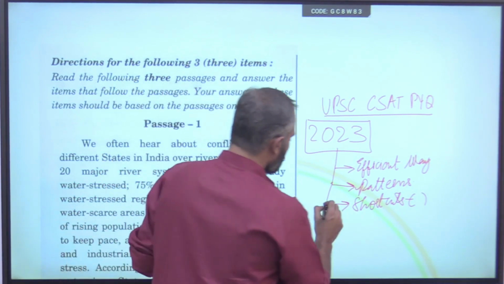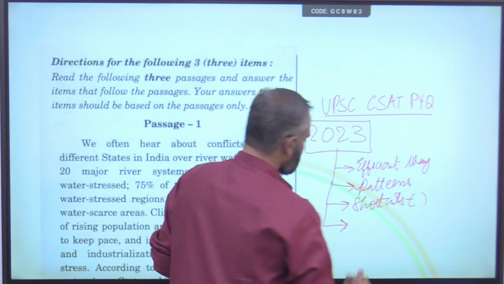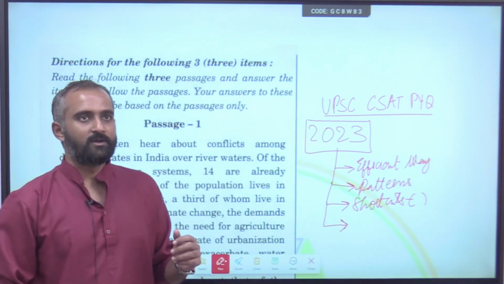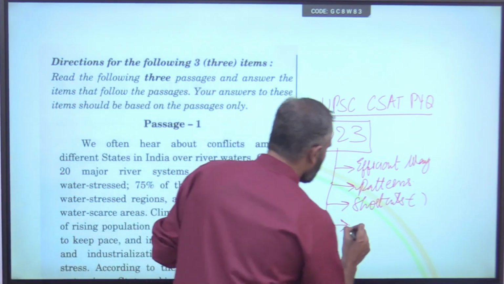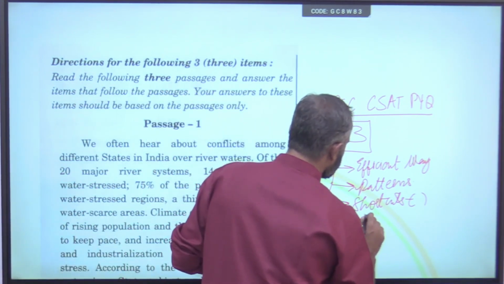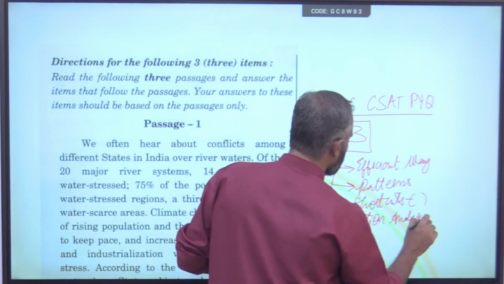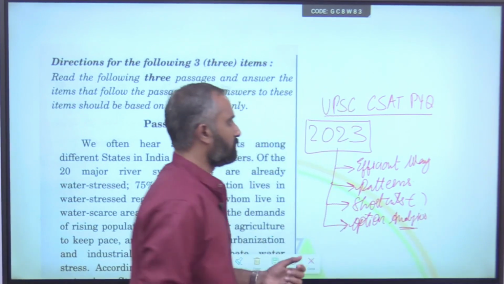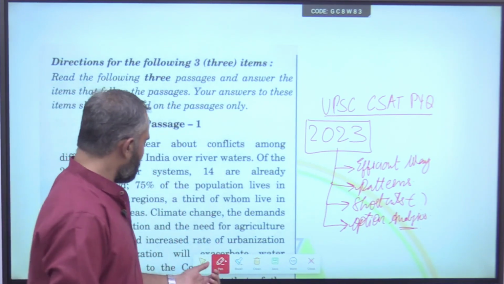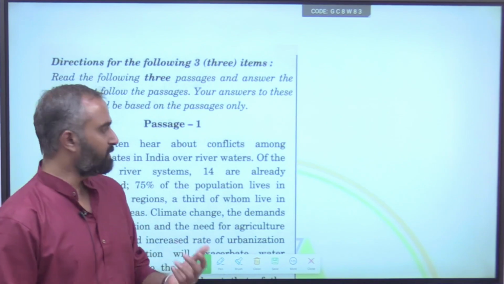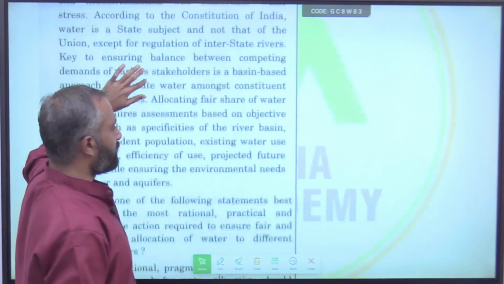And fourth, sometimes in the options itself you can guess an answer. I would also be providing you that. I call this option analysis. Now, before getting into the thick of things, let's see what UPSC expects from you, or what UPSC wants from you, especially with CSAT 2023 in mind.